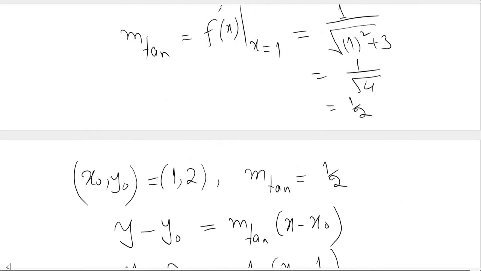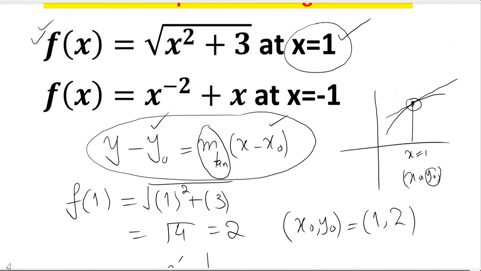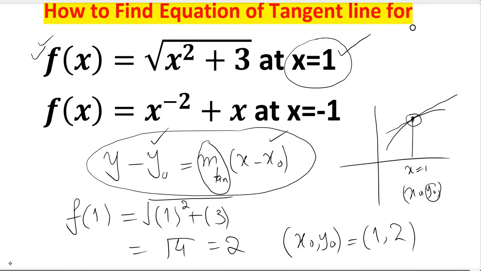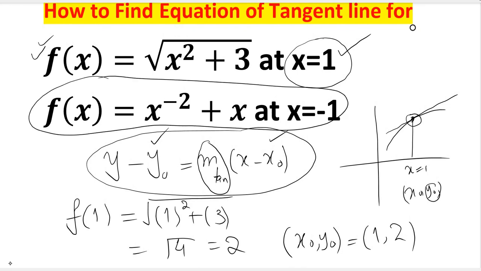Similarly, you can find the equation of the tangent line for this other function. You just need to find the derivative of this function and replace x by -1 in the derivative, and for the point x0, y0, put x equals -1 in this function to find that point. If there is anything that you cannot solve, you can ask in the comments.